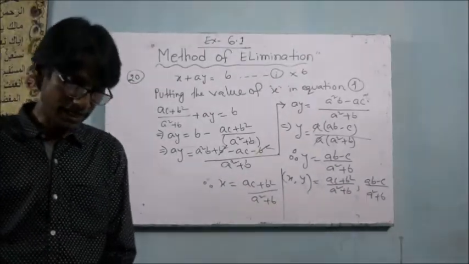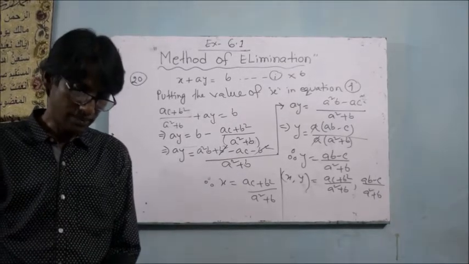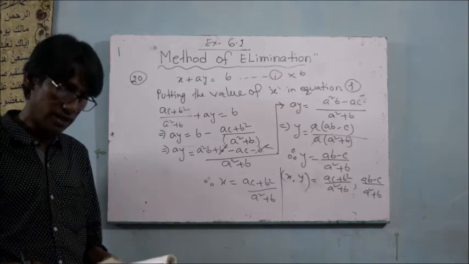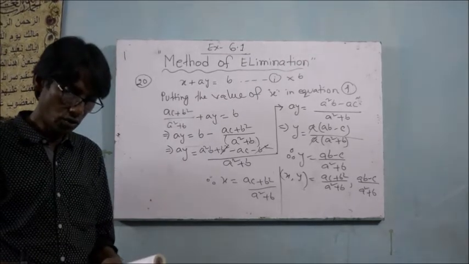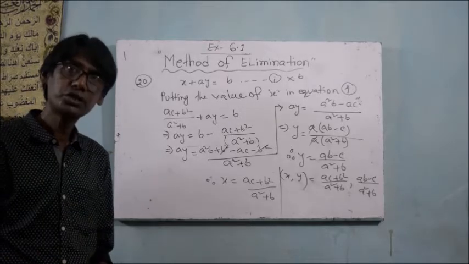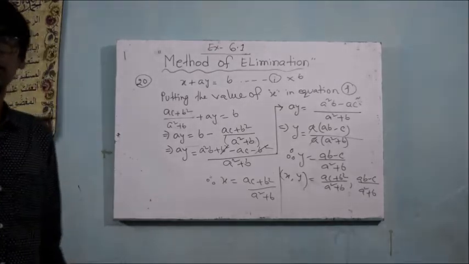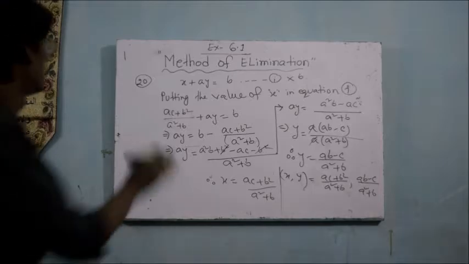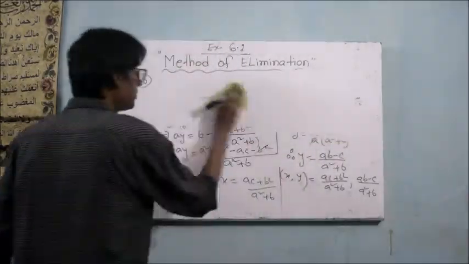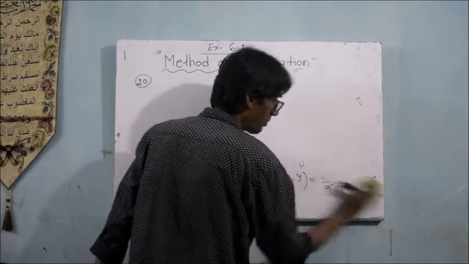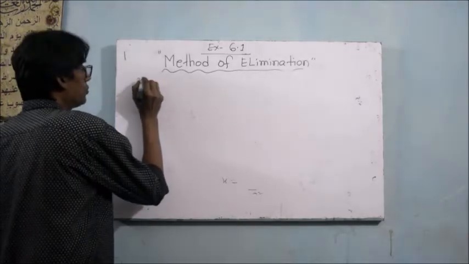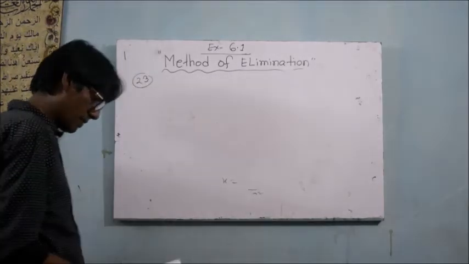After that we have only some math remaining. Math number 21 is the same, 22 also the same. Now I will solve math number 23. So math number 23 is a fractional math.